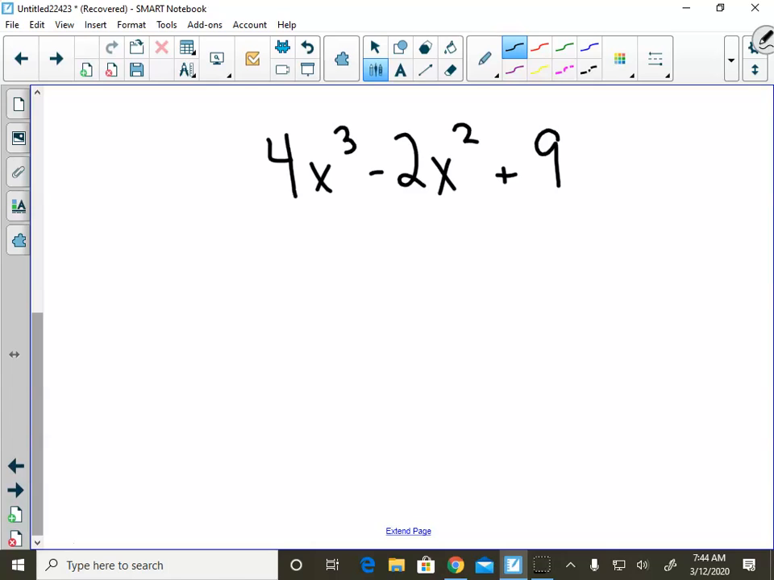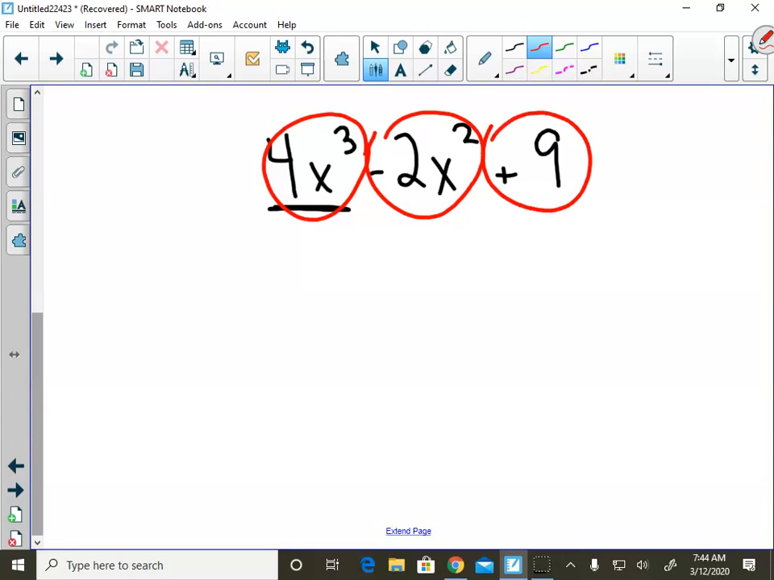Now in this case, you can tell the degree. Again, look for the one that has the highest total number of exponents. In this case, this term has an exponent of 3, which would make this a 3rd degree. And the fact that we have 3 terms, we have 1 term here, we have 1 term here, and 1 term here, would make this called a trinomial.